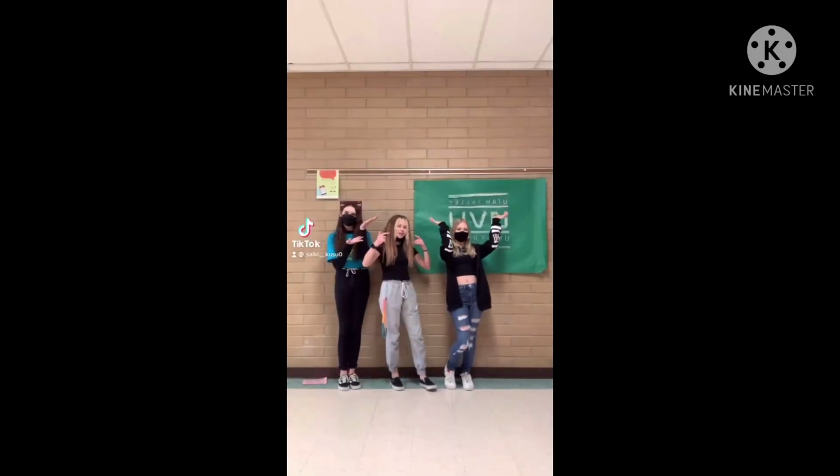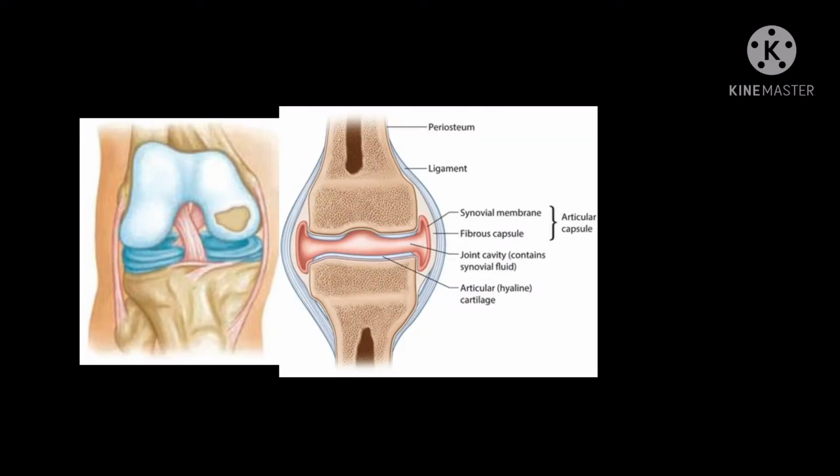This is the articular cartilage. Articular cartilage is connective tissue covering the ends of bones that functions as a load-bearing, low-friction, and wear-resistant surface to facilitate joint movement.